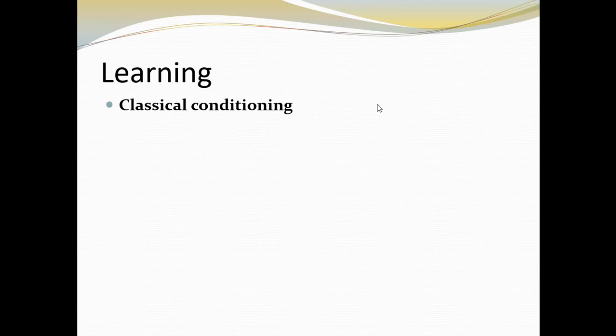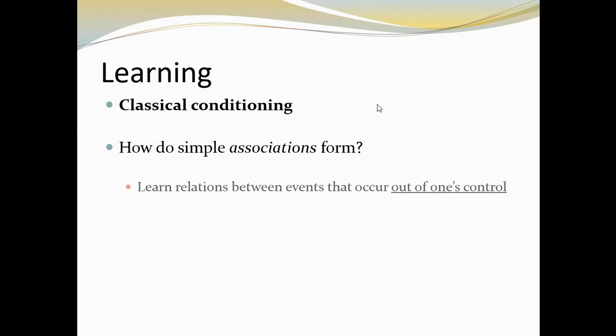This part of learning is really the study of simple associations, right? How do we learn to connect things in the world around us that we ourselves are not in control of? So that's what classical conditioning is all about, asking the question, how do these simple associations form? And this really started back with Ivan Pavlov, who we'll talk about on the next slide.